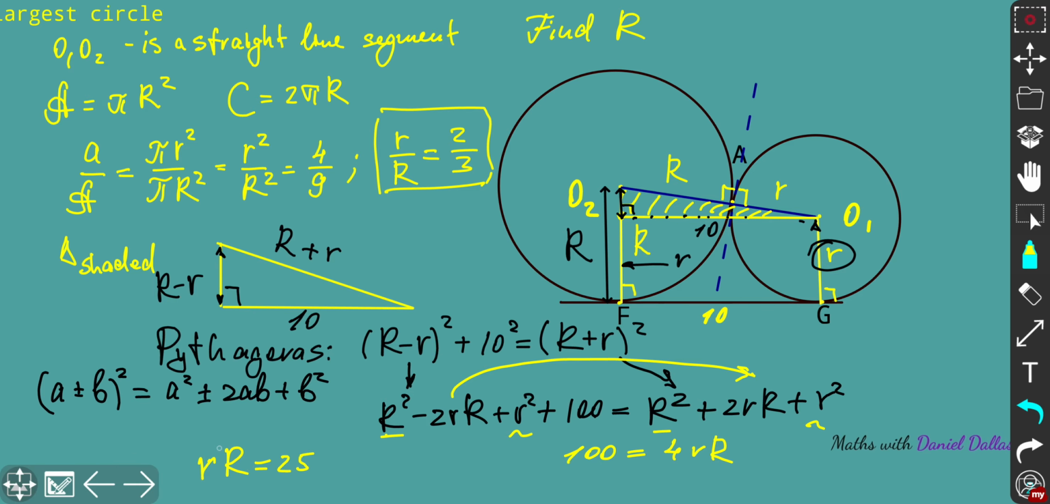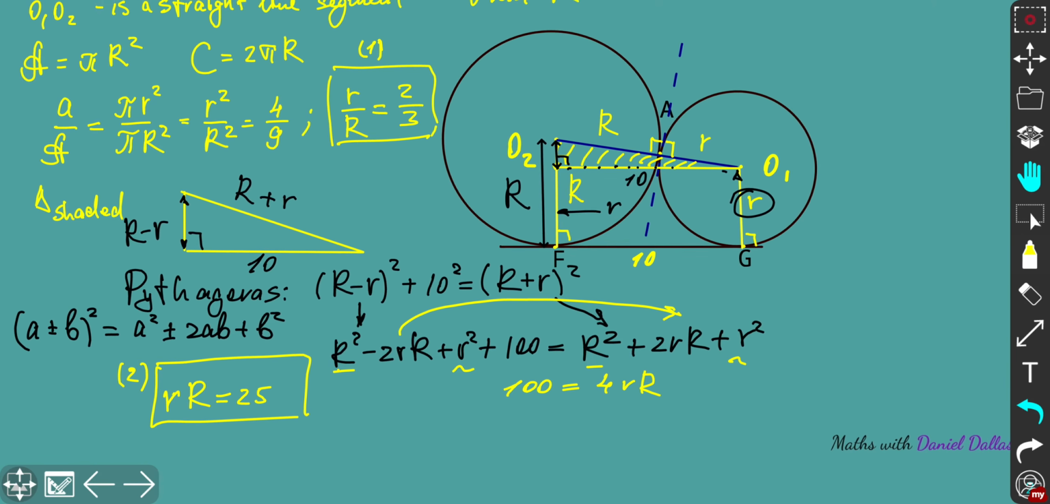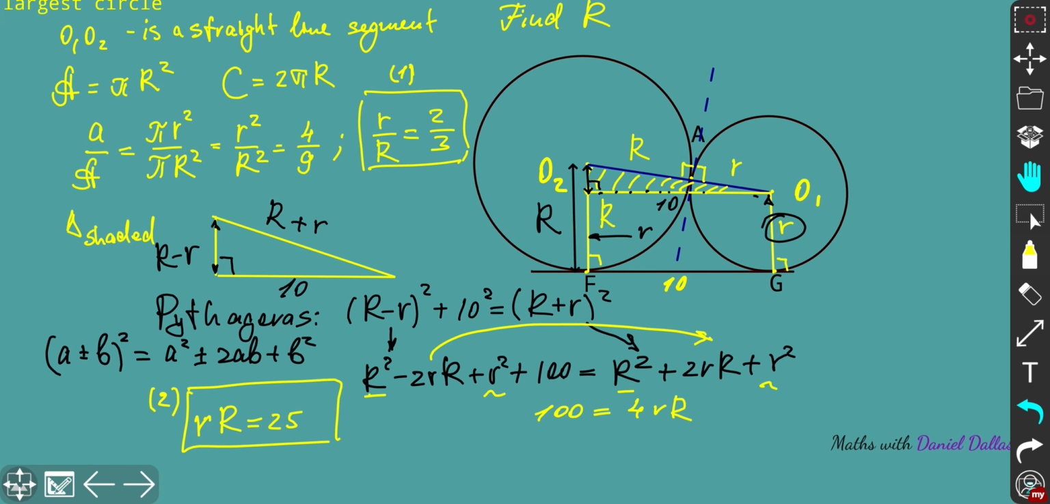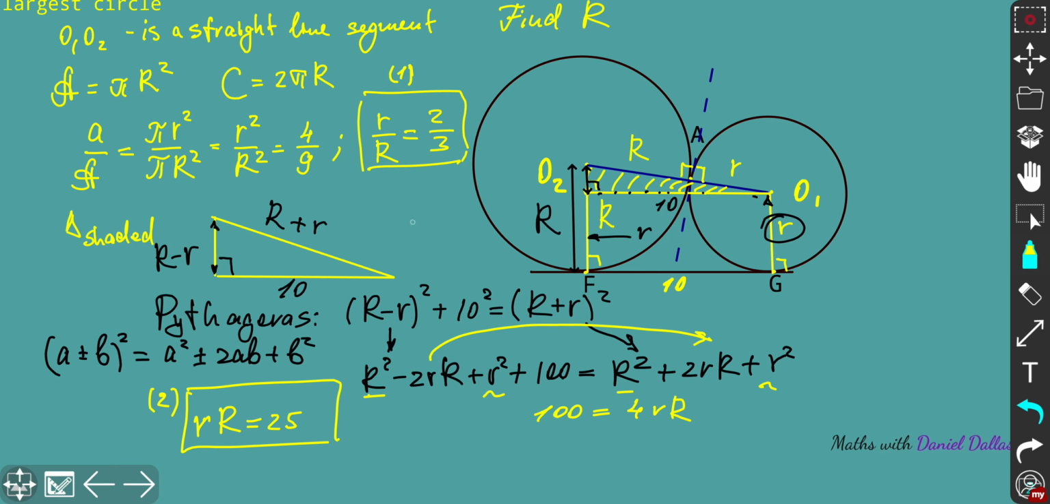Now I have the second equation finally. So this is the first equation, and this is the second one. I just combine them, and from the first, I express the small r, because our final goal is to find the area and circumference of the largest circle. From 1, we can express the small radius as 2 over 3 of the big one, and plug that into 2.